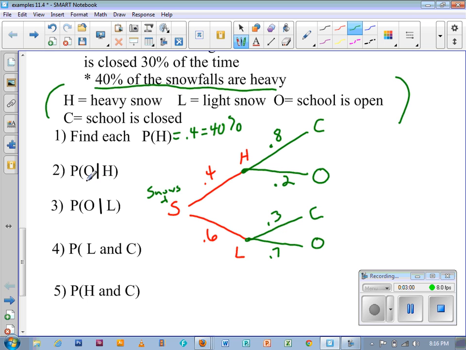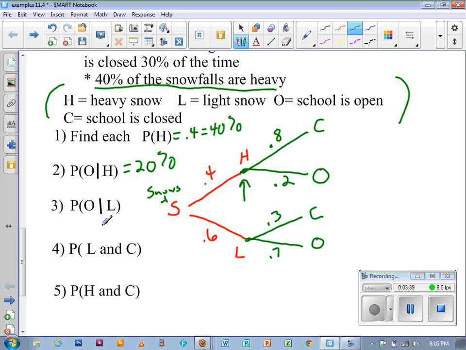Problem number 2 states the probability that school will be open given that we have heavy snow. So what we're doing in number 2 is we're assuming that we're at this location right here. We're at heavy snow. That's our assumption. What's the probability that school will be open if we're right here? And that's 20% or 0.2. So this is a conditional probability where we're saying, okay, probability of school being open given the fact it's heavy snow. We jump to this location, then we calculate our probability that it's going to be open.